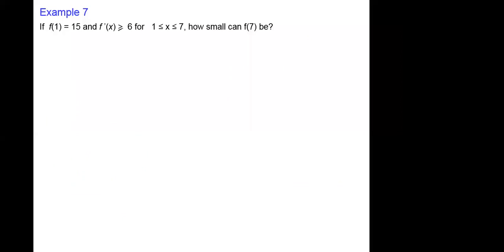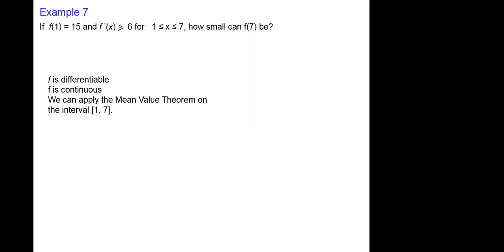F of 1 is 15. F prime of x is greater than or equal to 6 for all of the numbers between 1 and 7. Okay, that's when we're looking at the interval between 1 and 7. And how small can f of 7 be? I have this, but I would like to draw the situation. And you will answer the question.